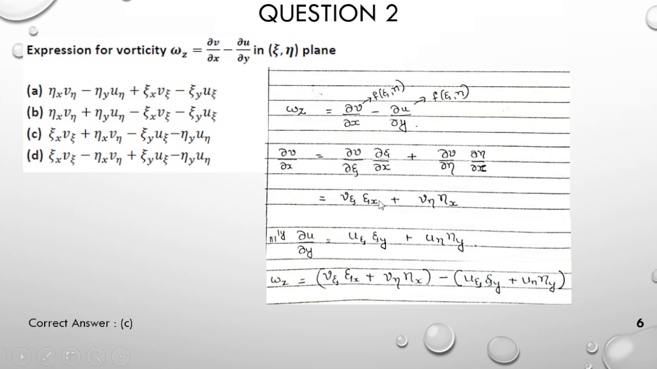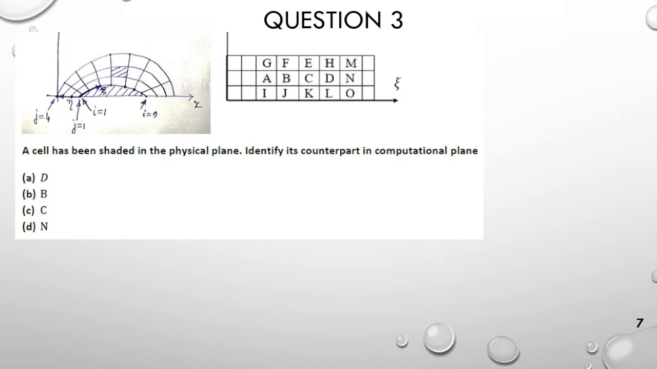Okay, so that also then can be evaluated very easily. So this equation can now be solved very easily on our computational space. So that is the main advantage of these conversions. Okay, so now in question number 3, a cell has been shaded in the physical plane. Identify its counterpart in the computational plane. So always we try to map these physical spaces into the computational space.